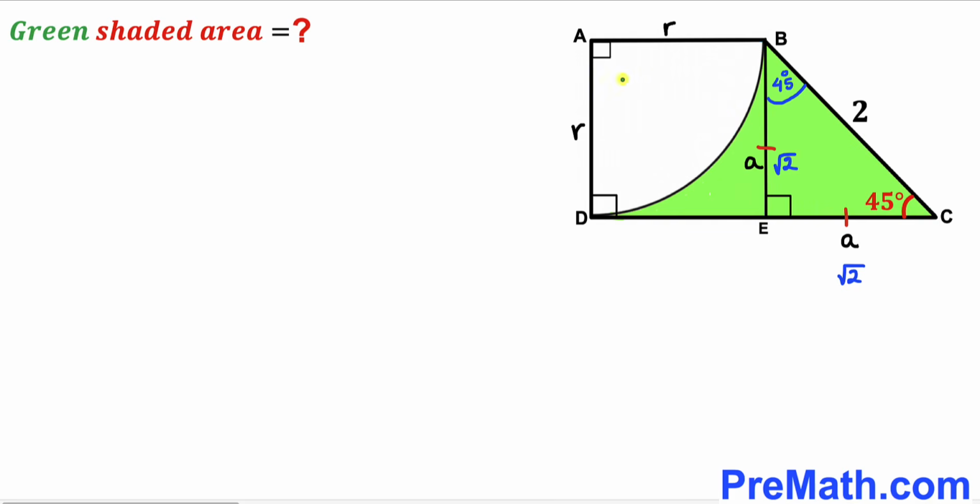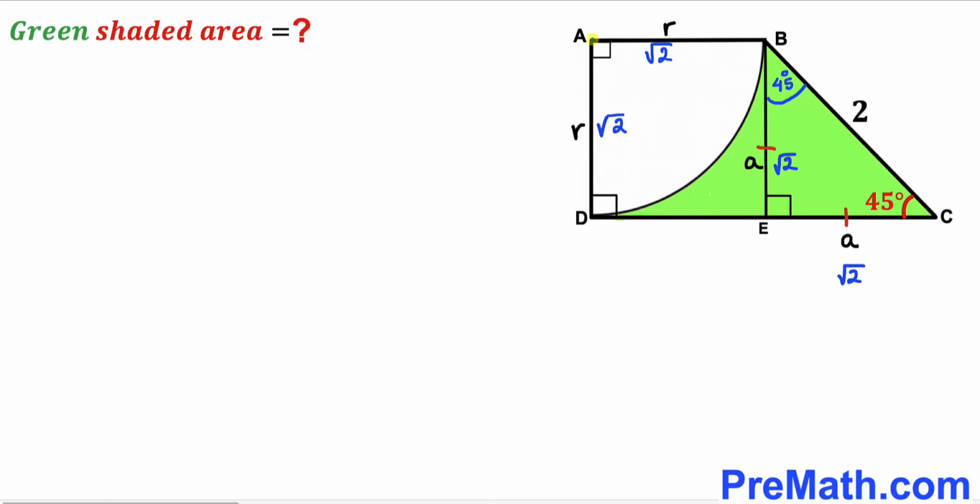And now let's make an observation. We can see that this AD length is going to be equal to this BE length. If this length is square root of 2, then this AD length has got to be square root of 2 units as well. So therefore we can see our radius lowercase r value turns out to be square root of 2. So therefore this AB length is also radius lowercase r, so this length is going to be square root of 2 units as well.